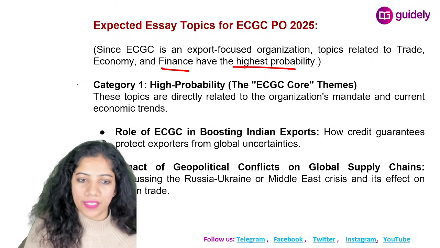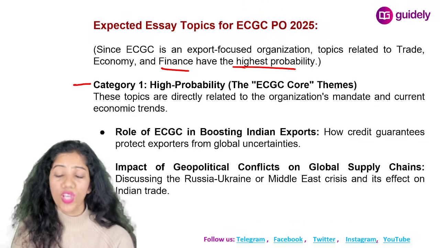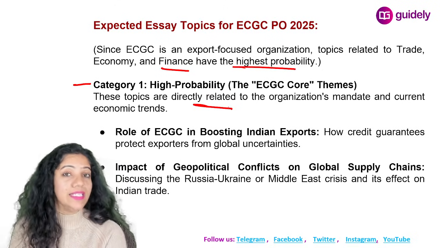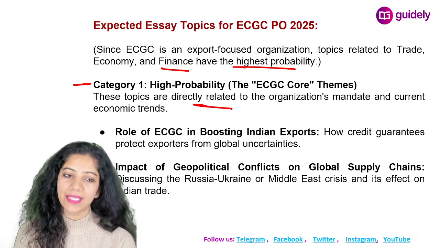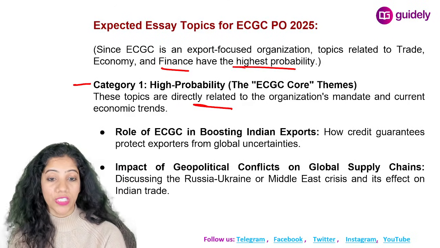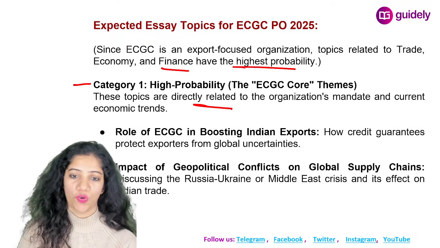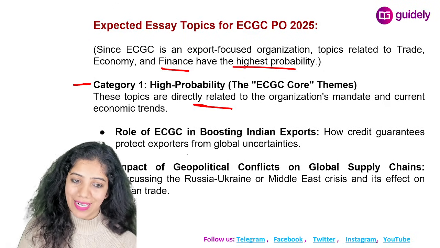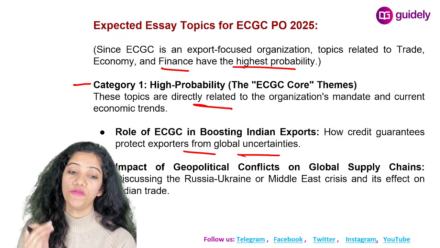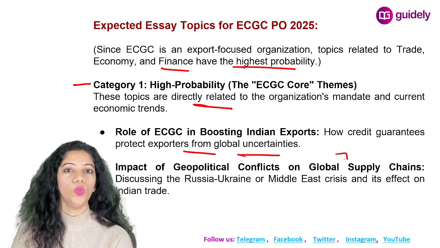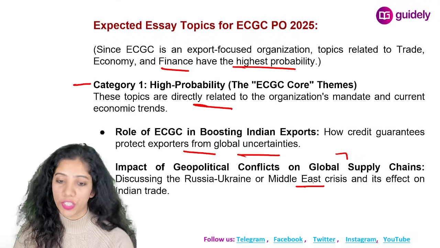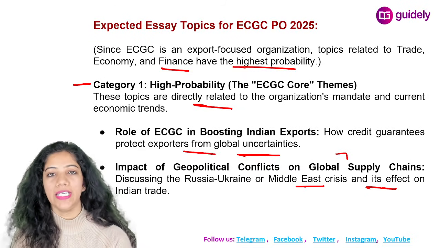Category number one I have is high probability, the core themes. The core themes means the topics that are directly related to the organization's mandate and current economic trends. Role of ECGC in boosting Indian exports, how credit guarantees protect exporters from global uncertainty. Impact of geopolitical conflicts on global supply chains, discussing the Russia Ukraine or Middle East crisis and its effect on Indian trade.